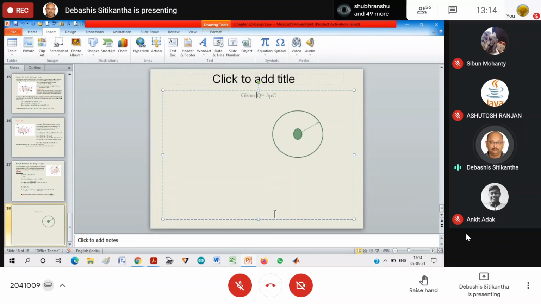So it is given that your Q is equal to this much. Next we have the radius R is equal to 0.2 meter. Now you have to find what is the electric field. That's it. Nothing more than that.